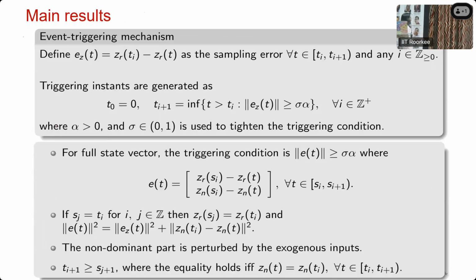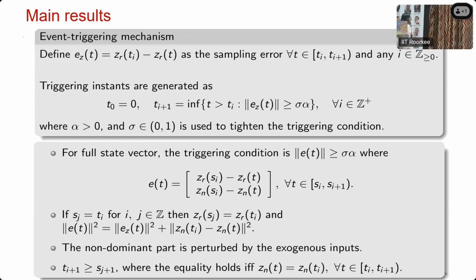Here alpha we call the triggering parameter, and sigma is chosen between 0 and 1. You can think of this sigma as a parameter used to tighten this condition. It is between 0 and 1. So in the worst case scenario, we are triggering a bit before; we are not letting it reach exactly the alpha sigma value. We are triggering just before that by introducing this term sigma.